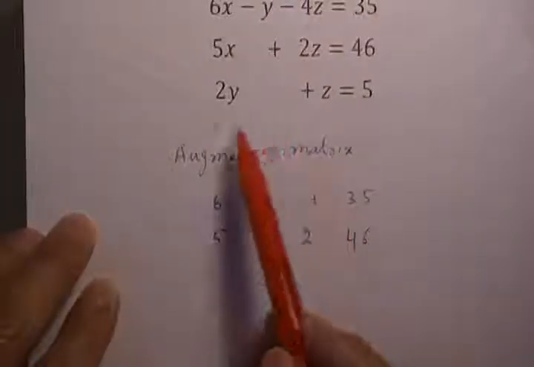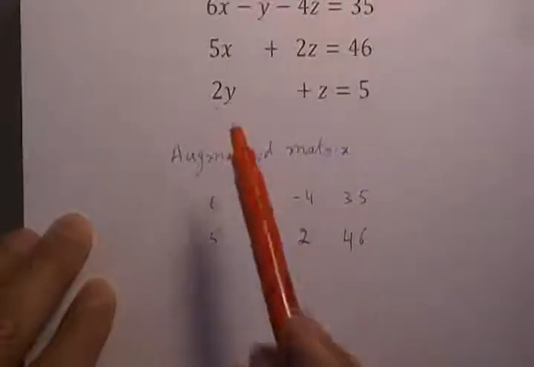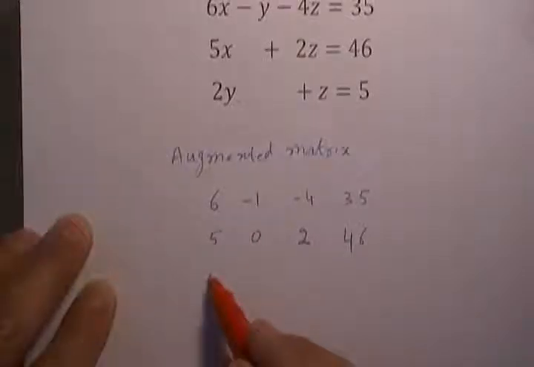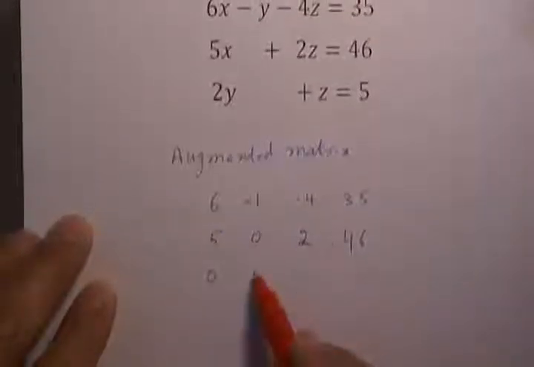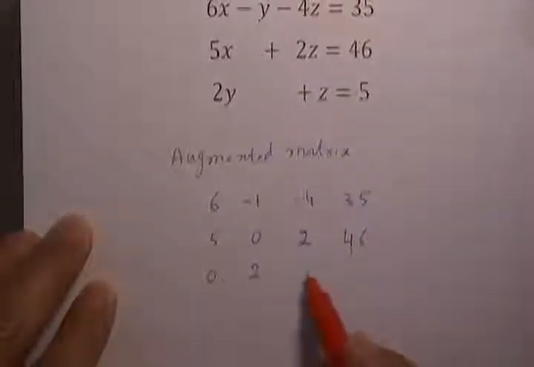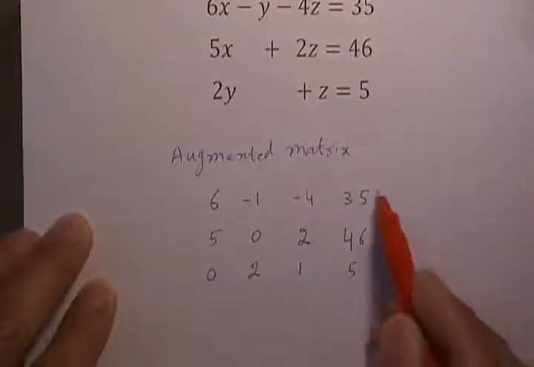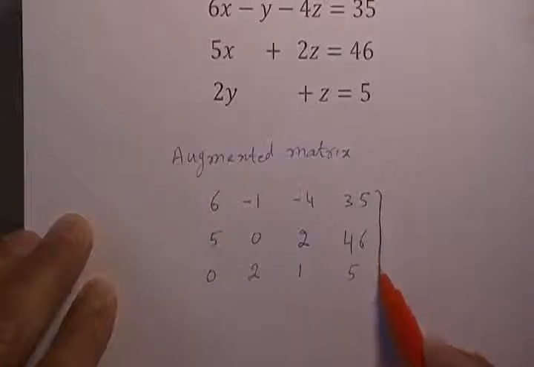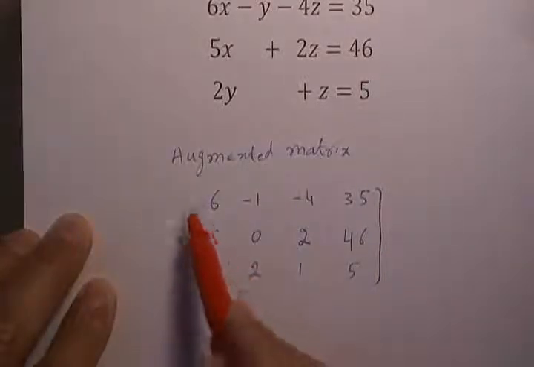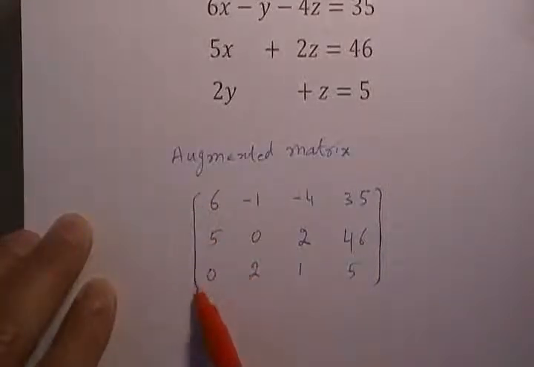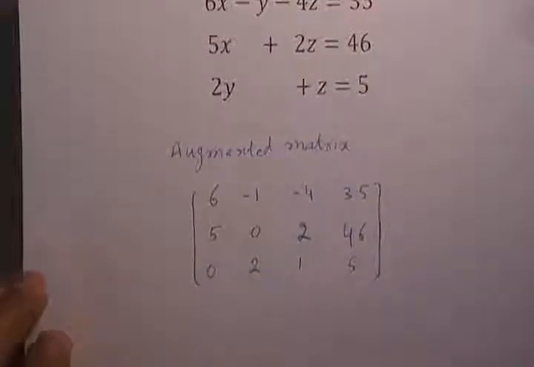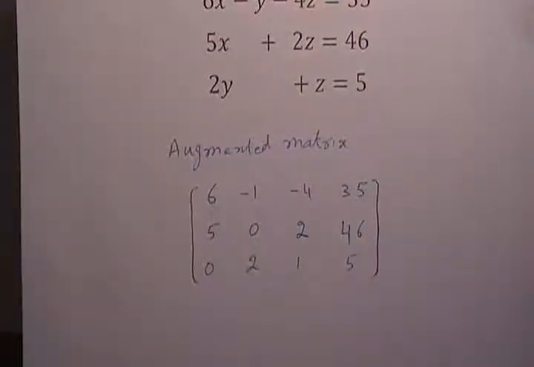Then in the third equation, we have no x, so we assume it's 0x. So 0, 2, and then 1 and 5. Right, so this is the augmented matrix.